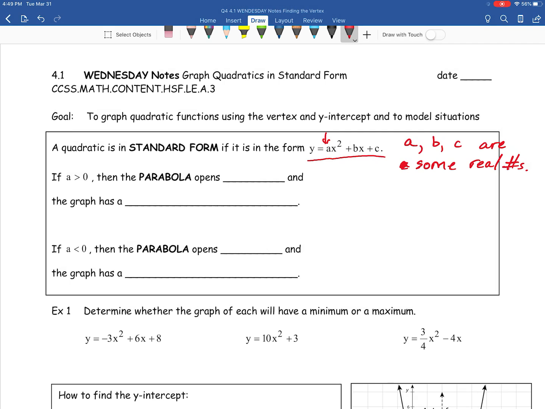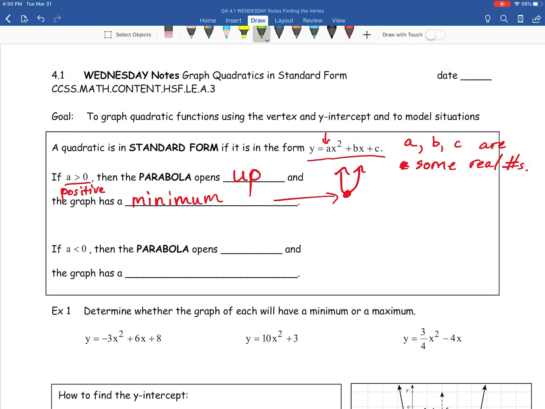As you can see, according to the definition, if a is bigger than 0, that would imply that a is a positive value here. And if you look back at some of the graphs you've done with the table, you would see a u doing something like that. So as you can see, it opens up, and as a result, the graph has a minimum value. That's where that minimum is showing up.